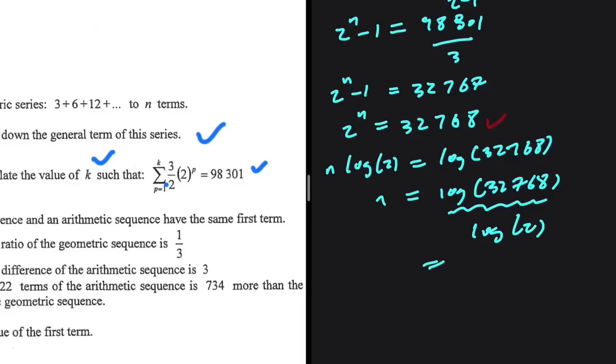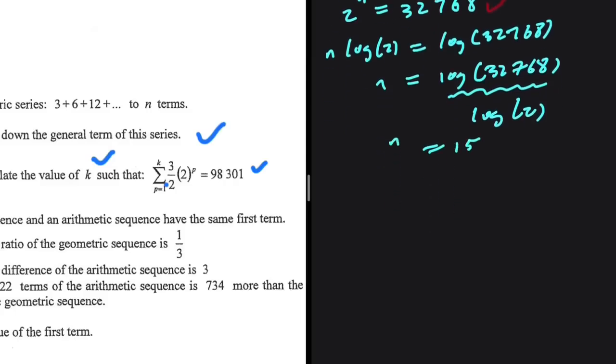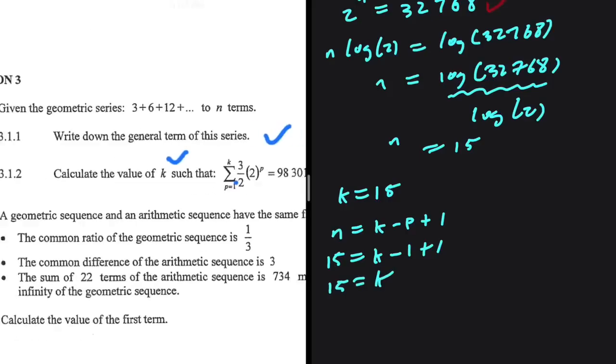So 32,768 divided by log of 2. So n is equal to 15. The value of k is supposed to be equal to 15, such that we have a sum of 98,301. n is equal to k minus p plus 1. n is 15, p is 1, plus 1. So it's easy to see that 15 is equal to k. Right, so that is 3.1.2.